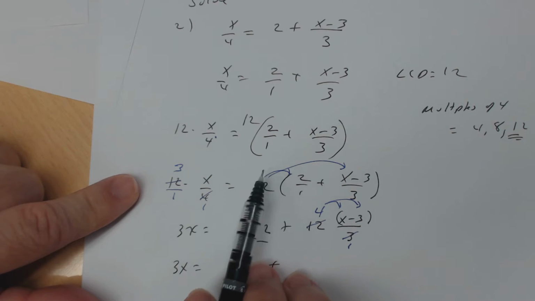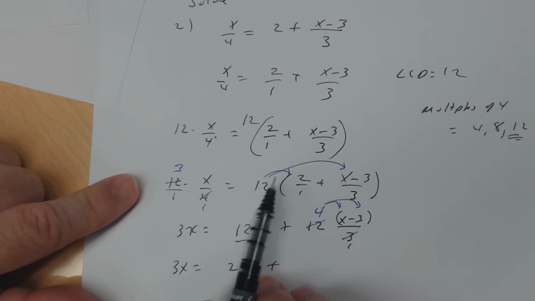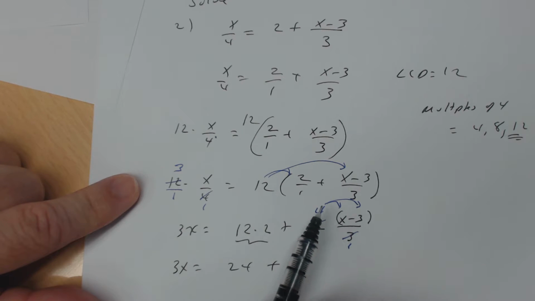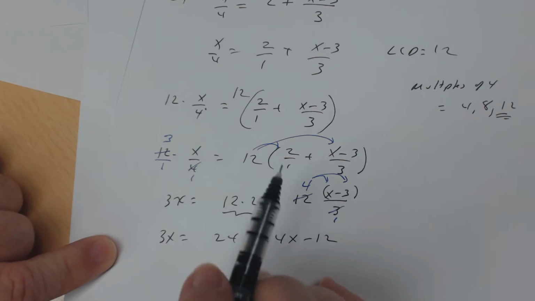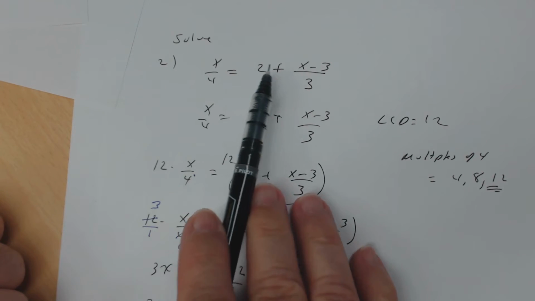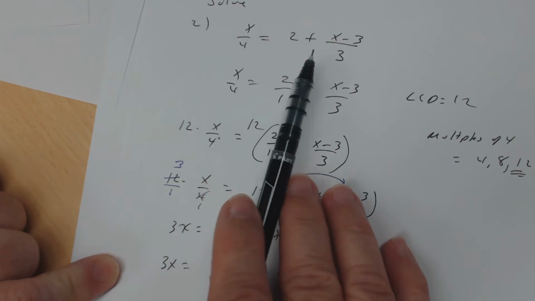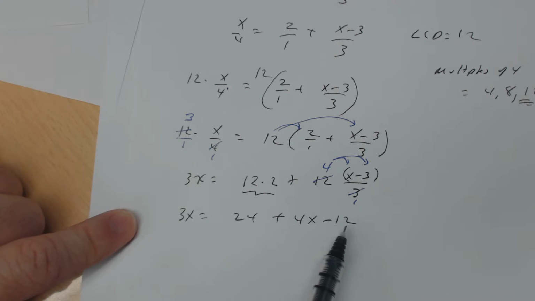So notice each little part. It's important that you mimic what I'm doing. So 4 times x is 4x. And then 4 times a negative 3 is a negative 12. All right. So now I went from a linear equation that had fractions to a linear equation that does not have fractions.